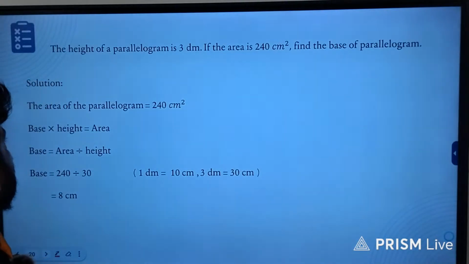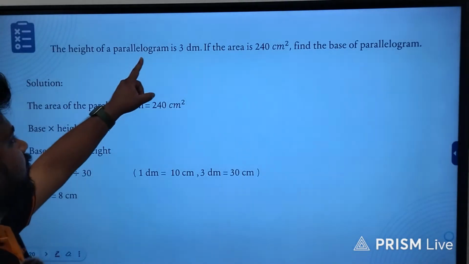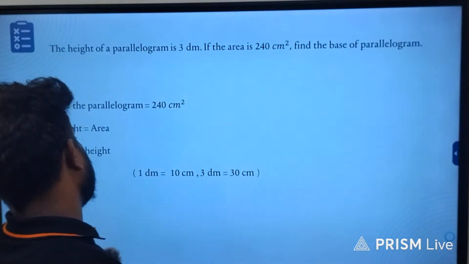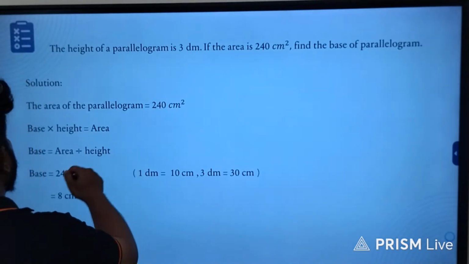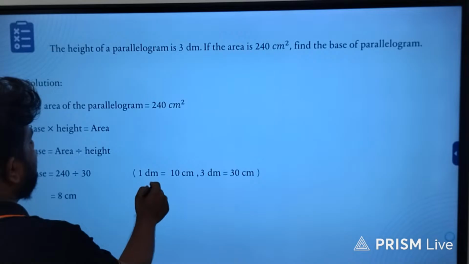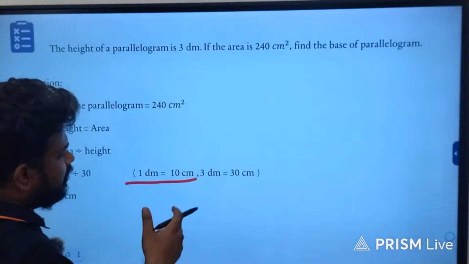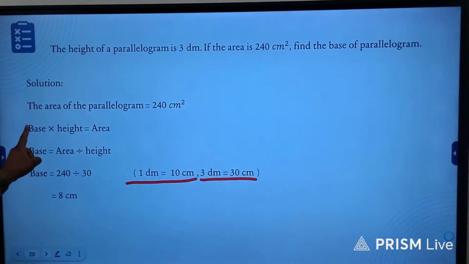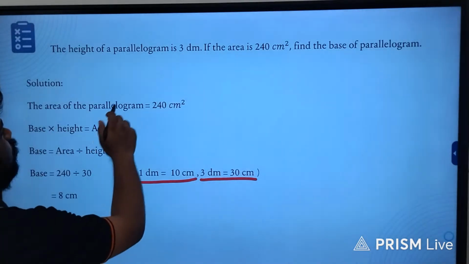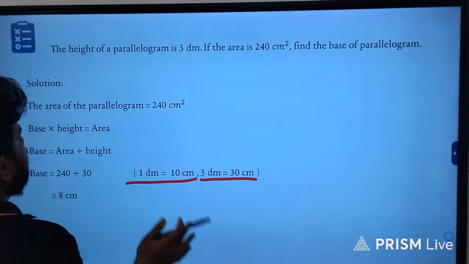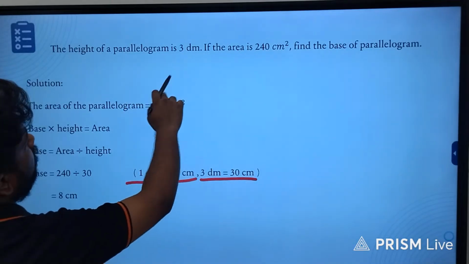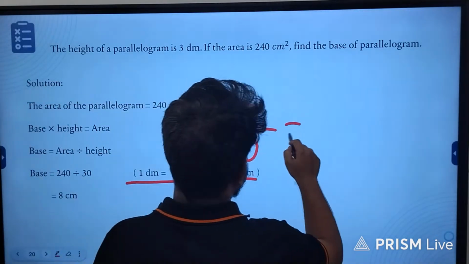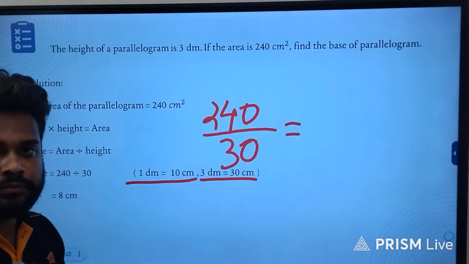The height of a parallelogram is 3 dm, that means decimeter. If the area is 240 centimeter square, find the base of the parallelogram. It's very easy. Base into height. 1 dm is equal to 10 centimeter, so 3 dm will be 30 centimeter, and base into height equals 240. So, we have to divide 240 by 30 to get the value of the base.